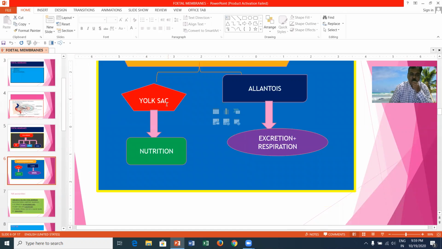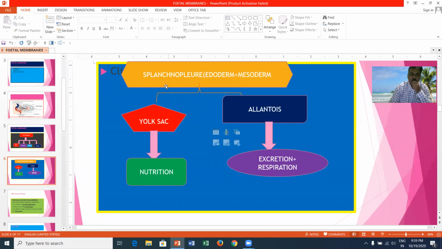Here, you can see the fetal membranes. The yolk sac and allantois are present inside, nearer to the embryo. They are developed from the splanchnopleure. Splanchnopleure means inside it is made up of endoderm, and outside it is made up of mesoderm. This splanchnopleure will develop the yolk sac and allantois. Yolk sac is meant for nutrition, whereas the allantois is meant for excretion and respiration.